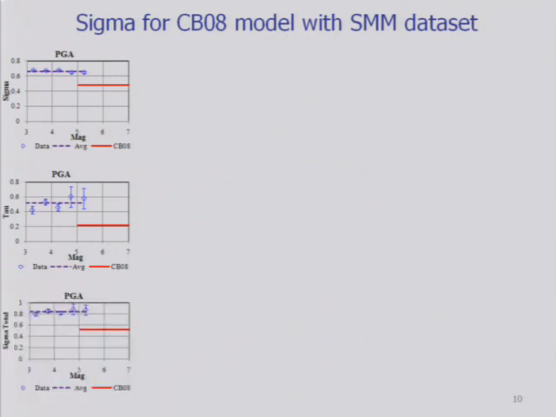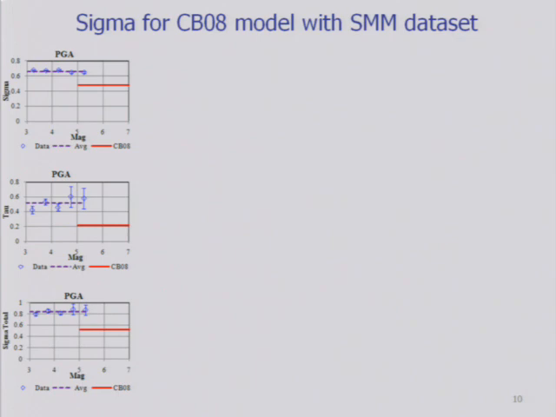Now, the residuals from the Campbell and Bozorgnia 2008 model using the small to moderate magnitude data set were also separated into half-unit magnitude bins, and standard deviations were calculated. These plots show the intra-event standard deviation, inter-event standard deviation, and total standard deviation with magnitude at peak ground acceleration. The standard deviations computed are in blue. The averages are shown as the dashed line for magnitude between 3 and 5.5.